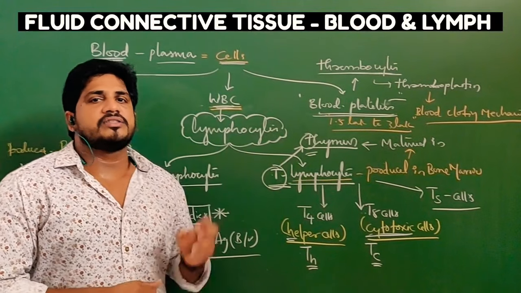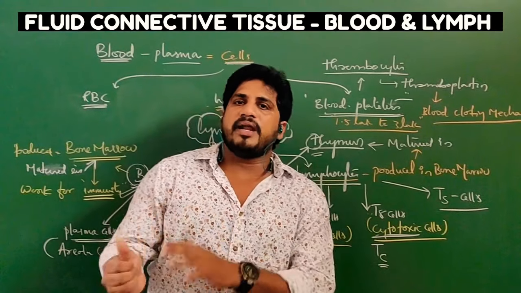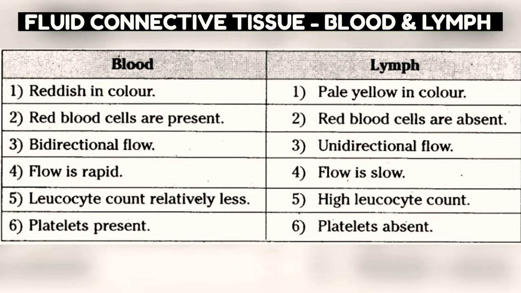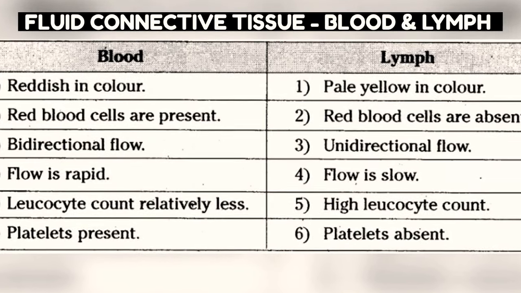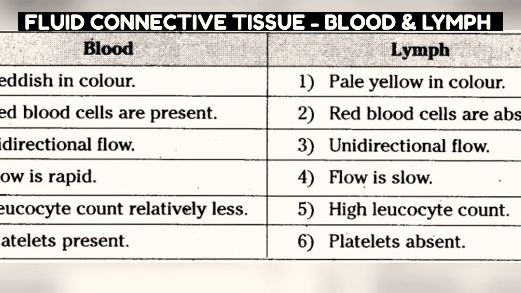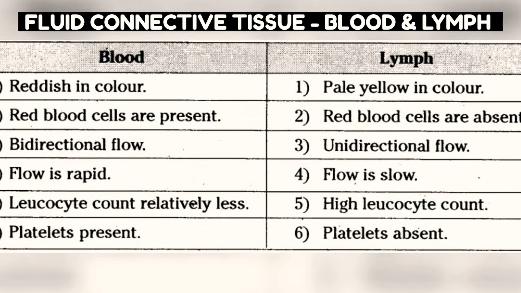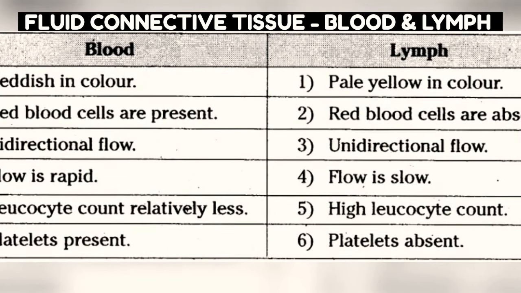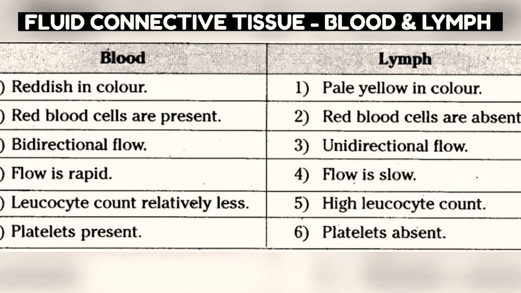Apart from this, we have to discuss lymph. Today we completed the blood, and let us compare the blood and lymph so that you will get how the lymph differs from the blood. Compared to the blood, lymph differs in its color primarily, that is pale yellow or white in color. RBC and platelets are completely absent, whereas the WBC number is more in lymph compared to blood. Lymph flow is always in one direction and it is a little slow compared to the blood.